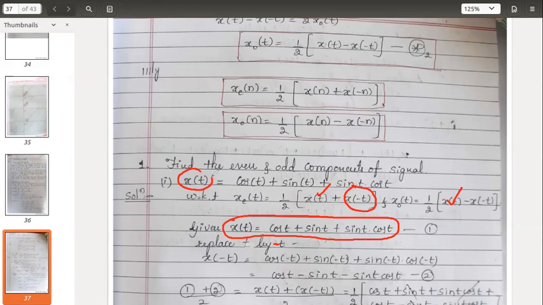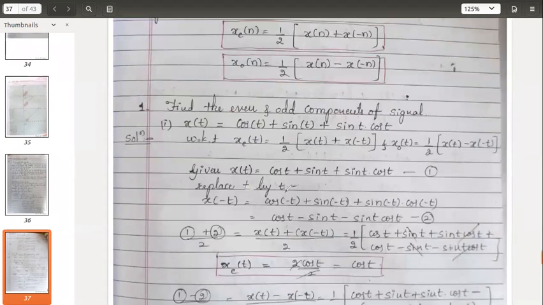Replace here, what will this equation be? X of minus t equals cos of minus t plus sine of minus t plus sine of minus t into cos of minus t. What I have done here is simply replaced t by minus t. Okay, now let's see what changes will happen. You know what is cos of minus theta? It is cos theta. Cos of any angle, cos of t or minus t, a negative value is equal to the positive, because cos is an even signal. So it is cos t.